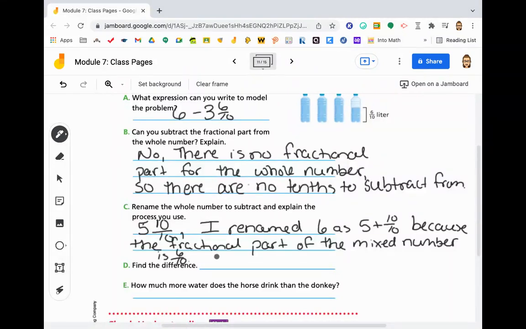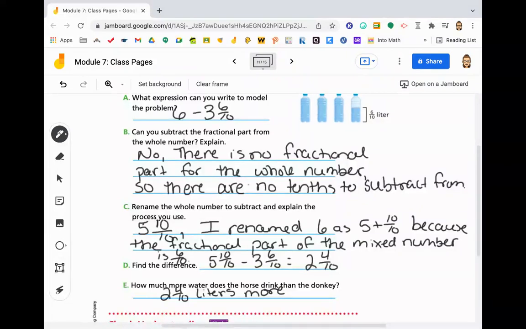So to find the difference, we'd have 5 and 10 tenths minus 3 and 6 tenths. So 5 minus 3 is 2. 10 minus 6 is 4. So we'd have 2 and 4 tenths. So how much more water does the horse drink than the donkey? It'll be 2 and 4 tenths liters more.